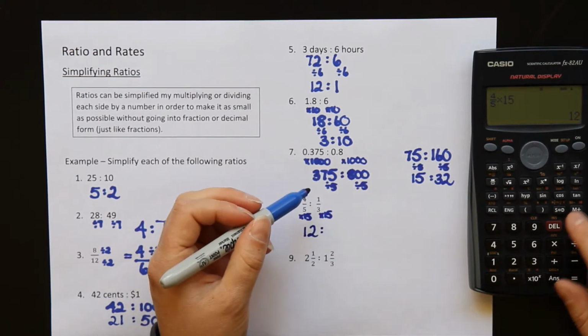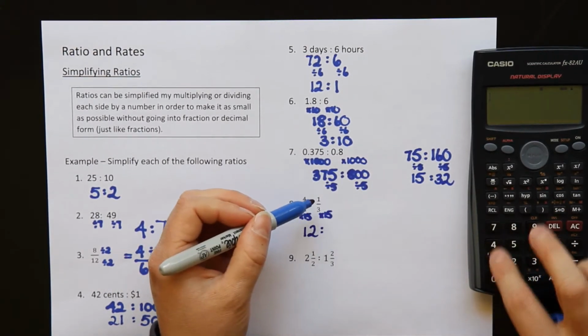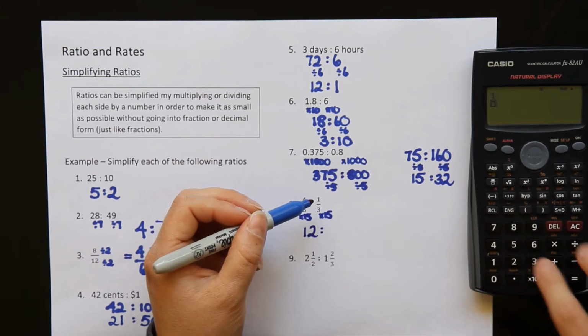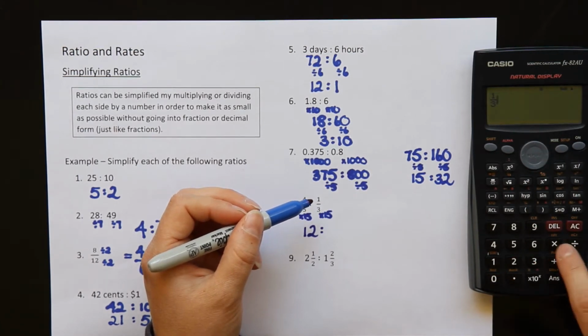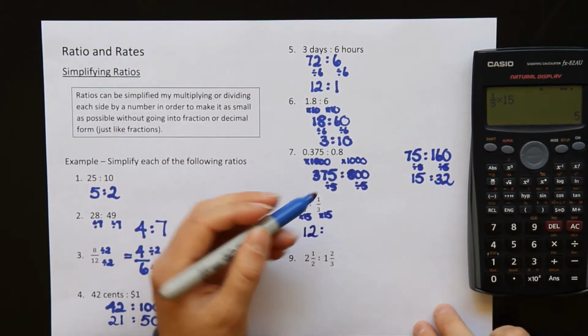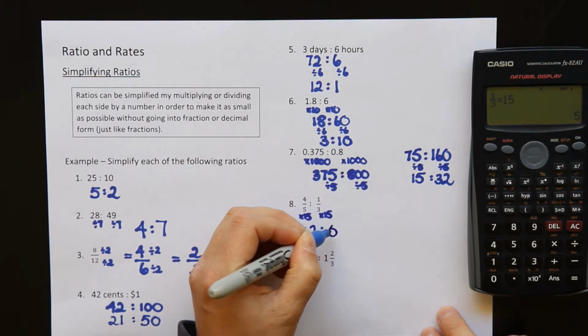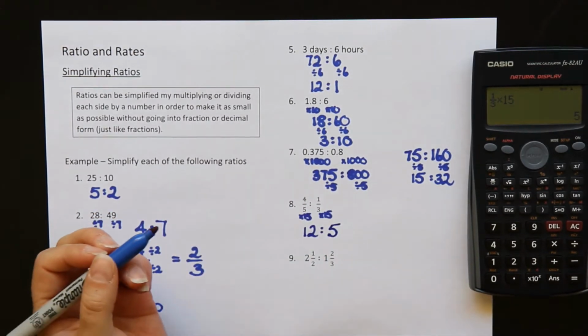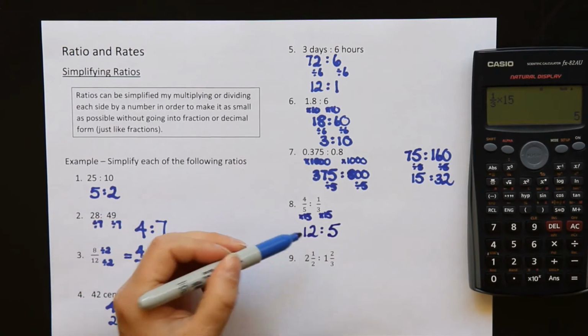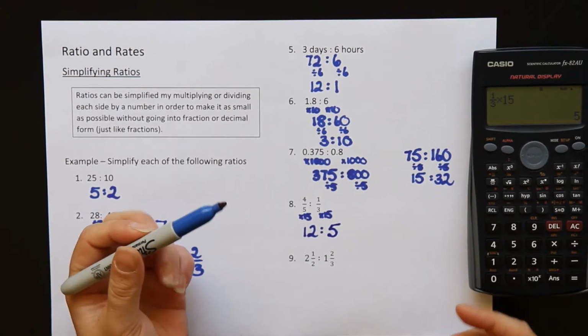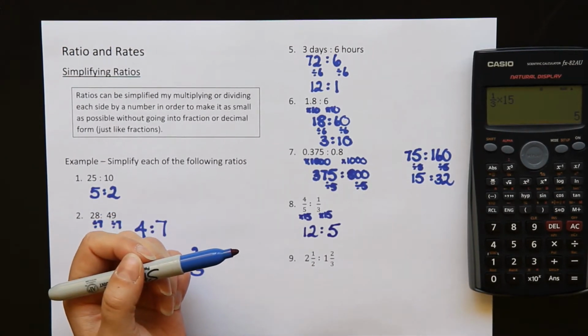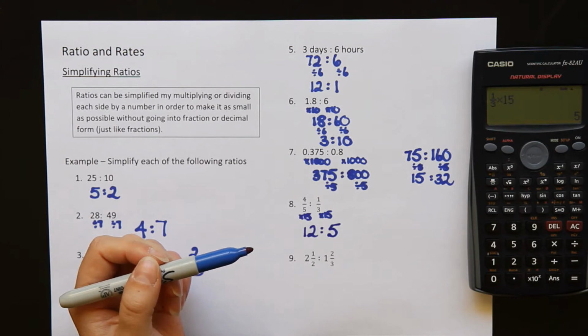Okay, let's do the next one as well. Now we do 1/3. 1 over 3, there it is, there's the 1/3. And I need to multiply that by 15. Okay, so you see, that gets rid of the fractions. I get nice whole numbers. I have the ratio 12 to 5. That can't be simplified any further. That is the final answer.